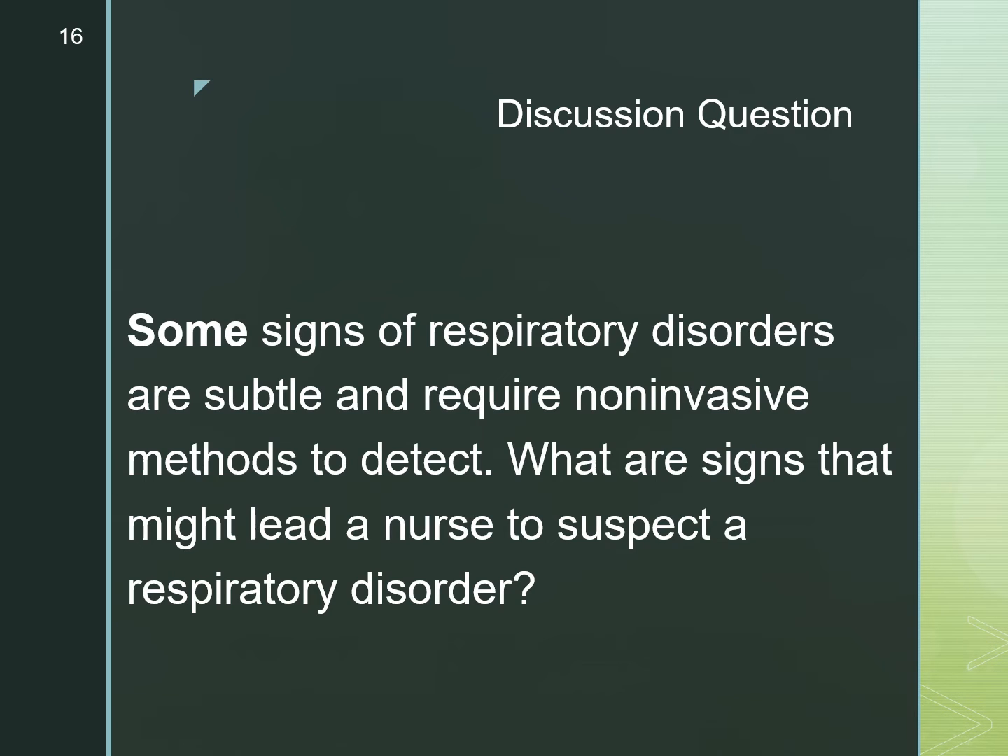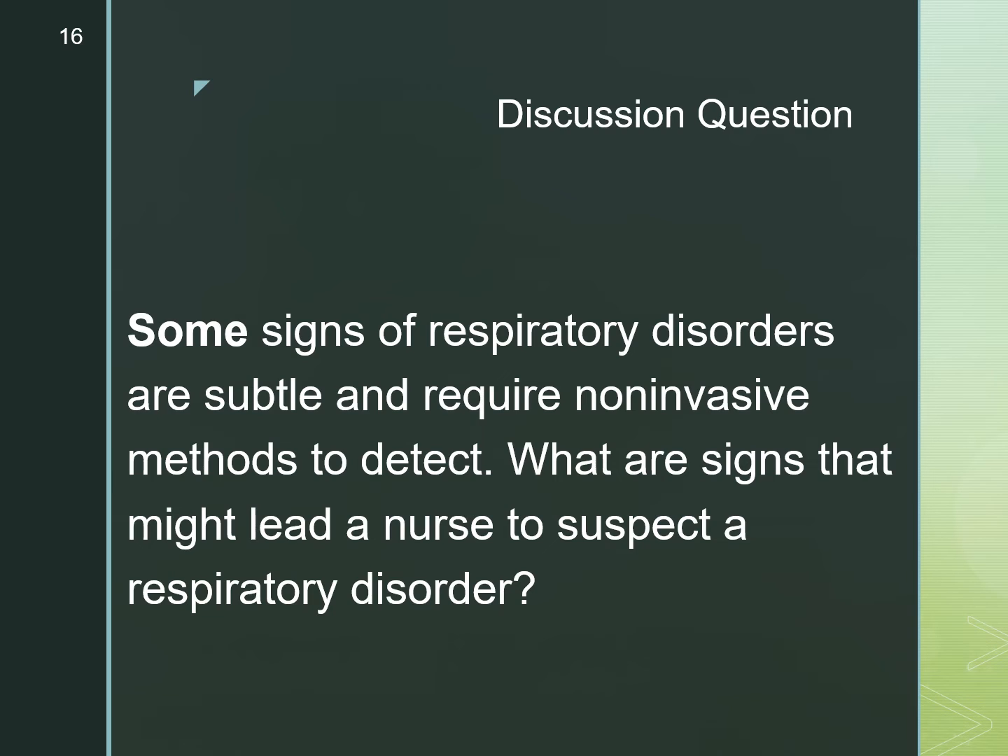If the nurse observes pursed-lipped breathing, this can signal the client's attempt to decrease dyspnea by slowing down those respirations. Inspection of the pharynx for redness or the tonsils for exudate or enlargement can also help detect potential respiratory infection.